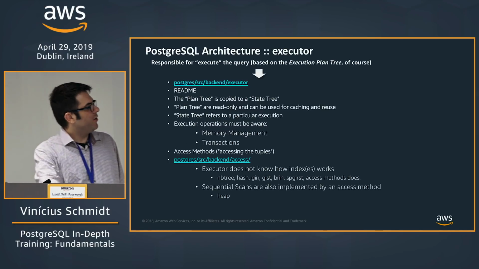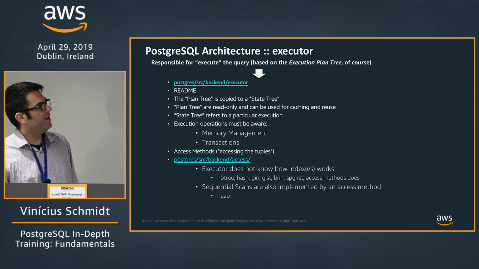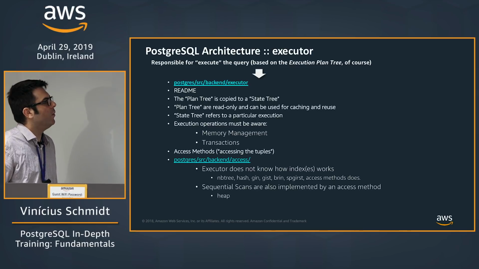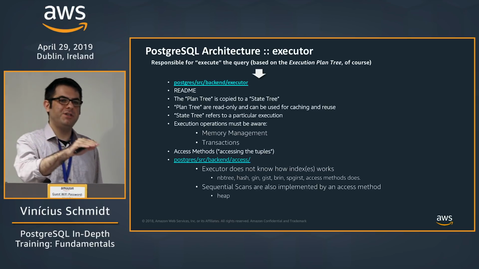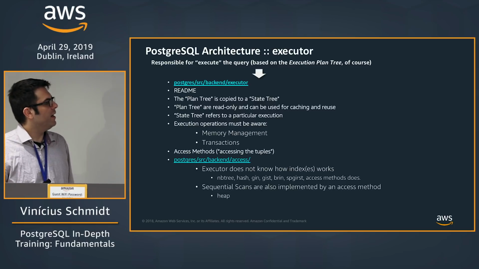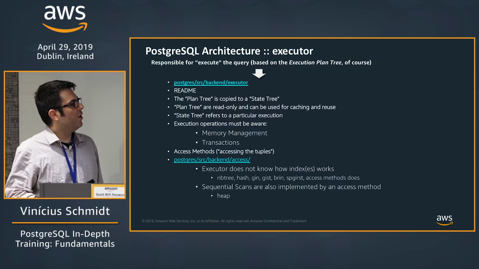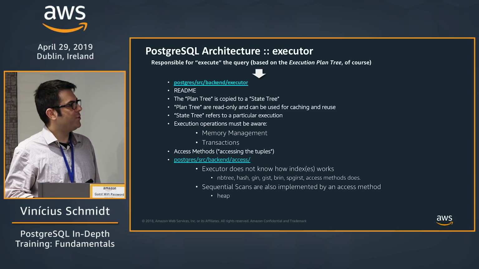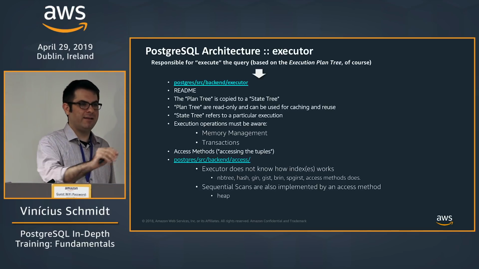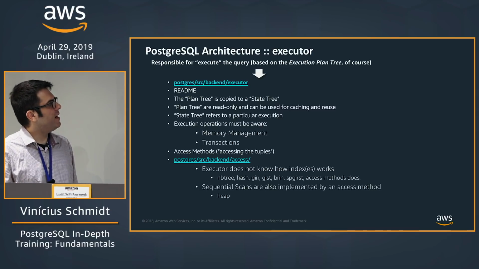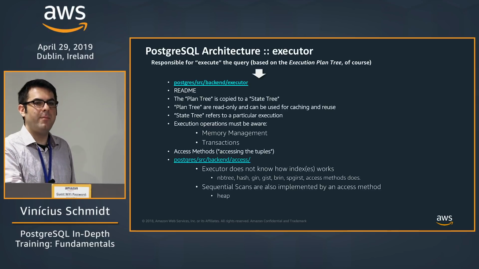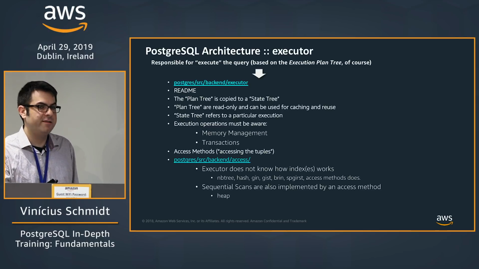Okay, so then the executor. Once you have the execution tree, we will get a copy of the plan tree, which means the state tree that will control which step is being executed, okay? And of course, the executor needs to know about the memory management, the transactions, and access methods, how I access that row internally in the page. And then I go to the access itself. That's how the access is implemented for different types of objects that I can access.